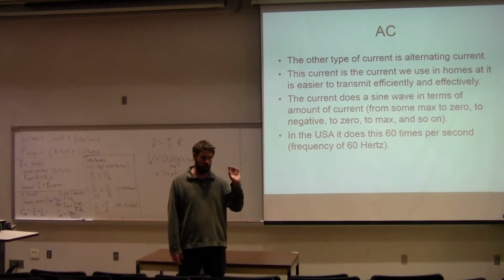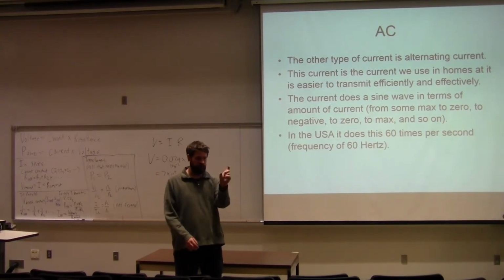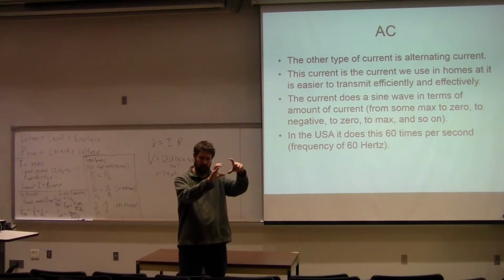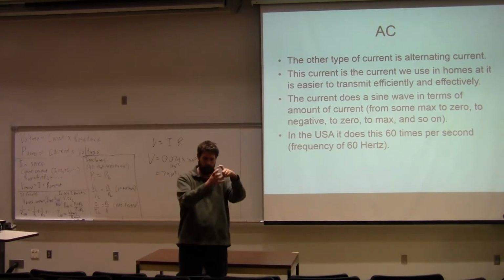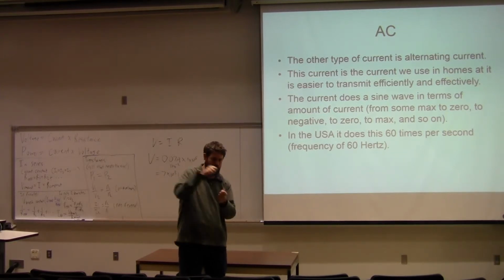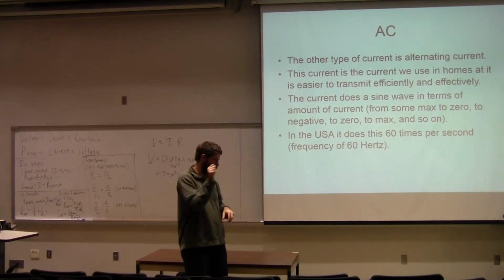Many devices need direct current instead of alternating current, and so what happens is you have a converter that converts alternating current to direct current, using that big prong thing at the end of your power cord, the big box thingy that you plug into the wall.